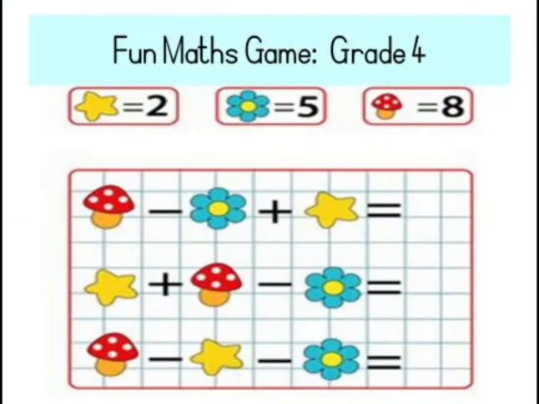Let us see how you fared in this game. Of course, you were able to solve the three sums without any difficulty. The correct answers are: first row, 8 minus (5 plus 2) equals 1. In the second row, (2 plus 8) minus 5 equals 5. And in the third row, 8 minus 2 minus 5 equals 1.